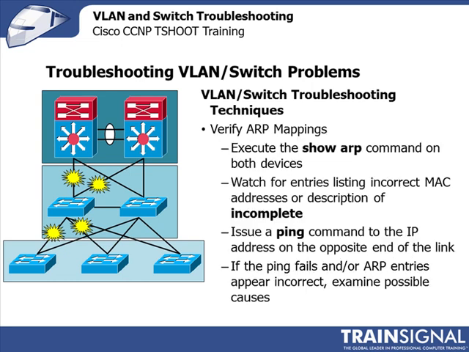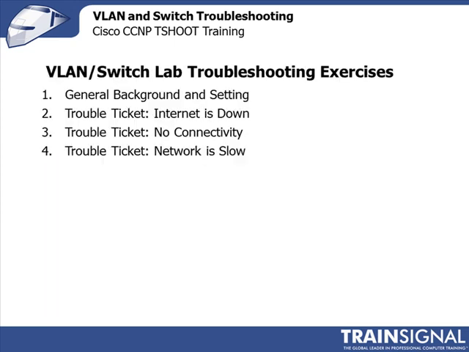The other thing you need to do is look at ARP mappings. Use the show arp command on both devices and look for either incorrect MAC addresses or a description of incomplete. If it's incomplete, you may have some other kind of issue. Also, to verify ARP mappings, issue a ping command to the IP address on the opposite end of the link. If the ping fails or the ARP entries are incorrect, you can then go to possible causes, and it helps you isolate what may be going on.